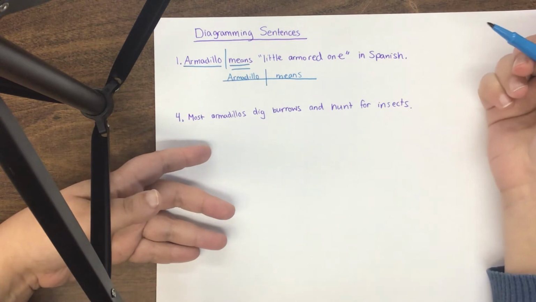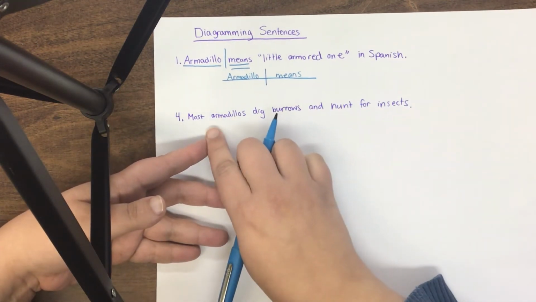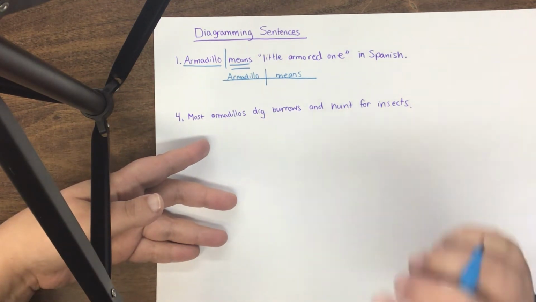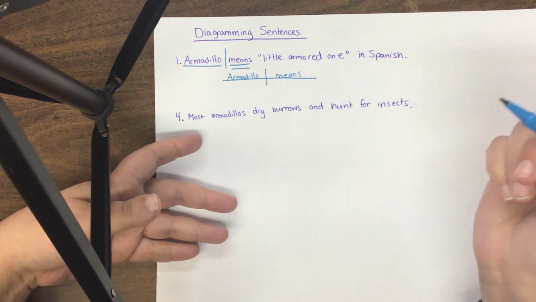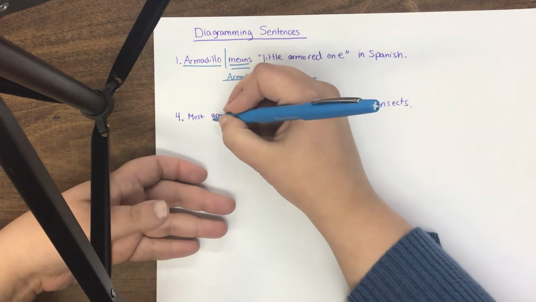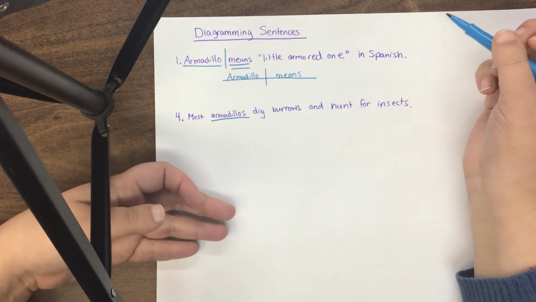Now some sentences are a little bit more complicated, so take a look at question number 4 with me. This one says, most armadillos dig burrows and hunt for insects. So once again, I'm going to think, what is my subject? What is the sentence talking about? Who's doing the things? And the answer is armadillos. So once again, armadillos is our subject.